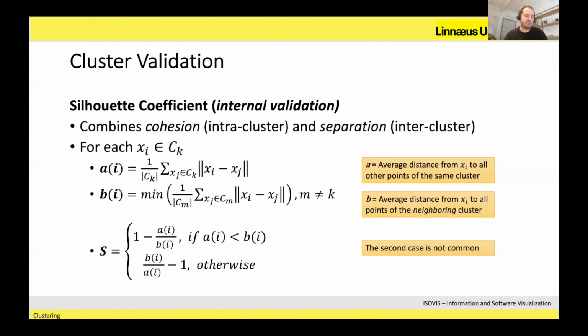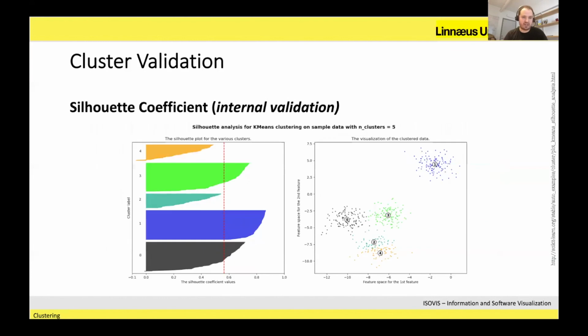It goes between -1 and 1, even though it's usually larger than 0, unless your clustering is completely bogus. And this is just a visualization of the silhouette coefficient of every point in the data set. So you have cluster 0, cluster 1, cluster 2, cluster 3, and cluster 4. You can't really see the lines because there are a lot of points, but every line here is one point. And then you can look at the silhouette of every point and determine whether it's good or not.